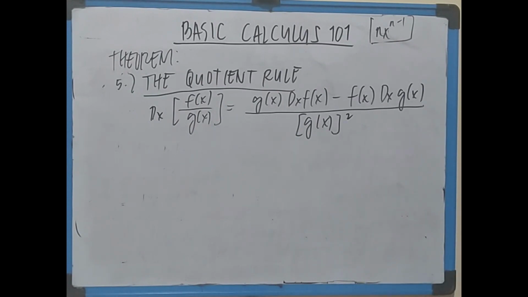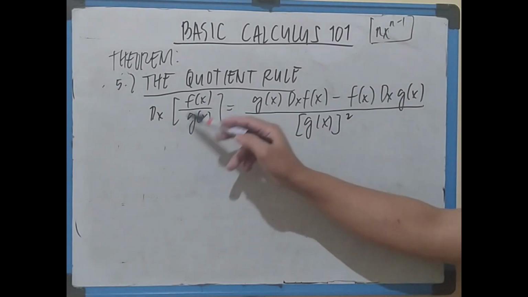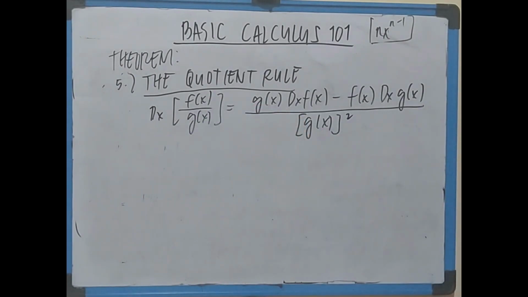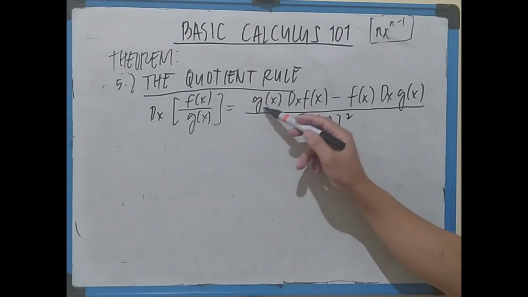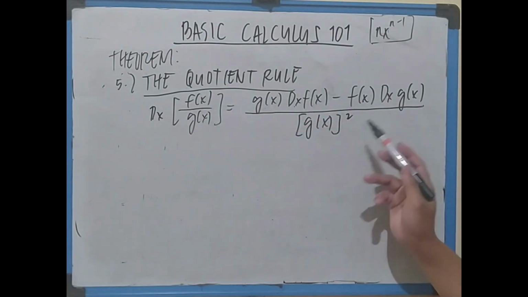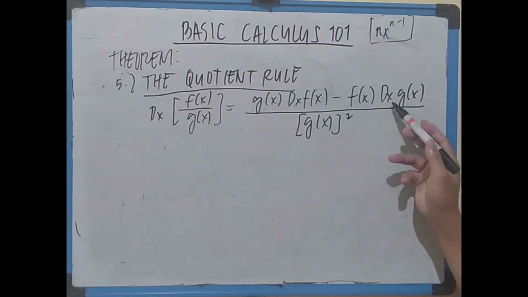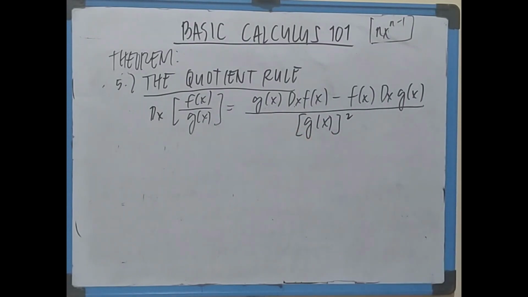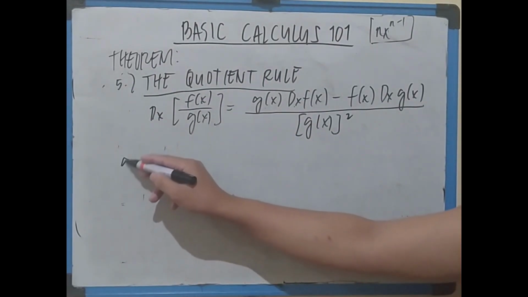Okay, the last one for this video is the quotient rule. So, ang quotient rule guys is obtained by this formula. The derivative of f of x over g of x is equal to g of x times the derivative of f of x minus f of x times the derivative of g of x, then all over g of x squared. Okay?